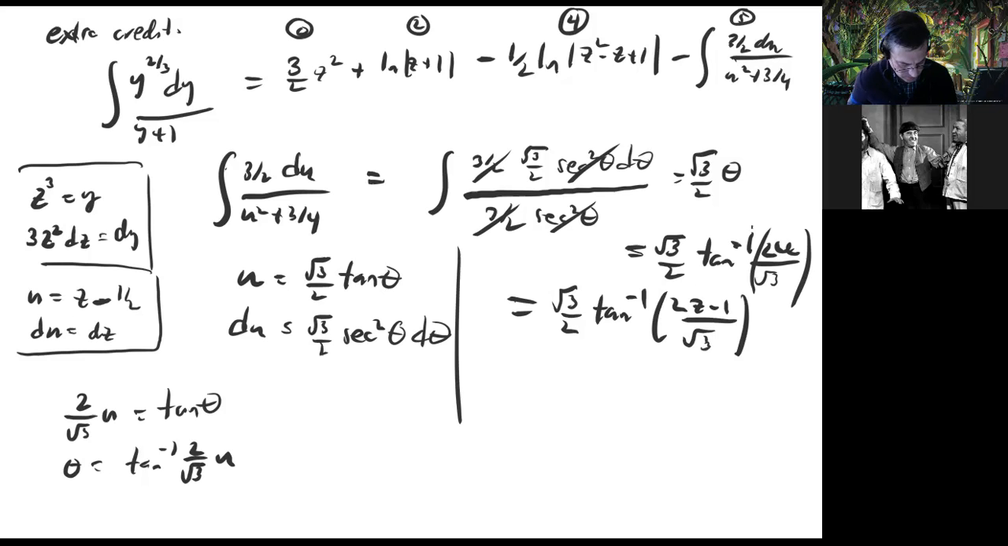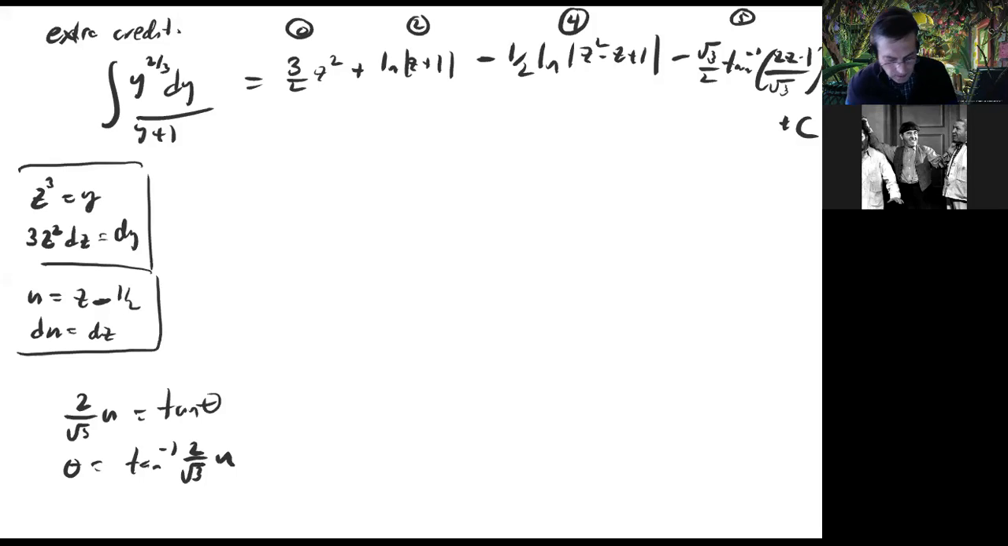Okay, I substituted the value we got for integral number 5 on the top, and I made some space. We now have to convert everything back into y. y is equal to z cubed, so z is equal to y to the 1/3. That's what we have to remember.